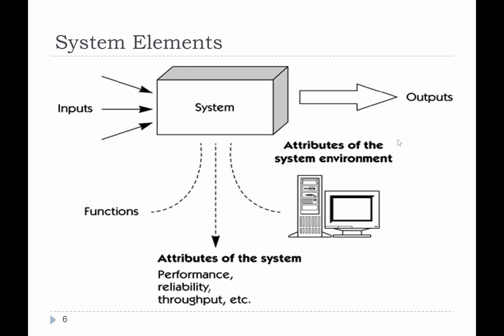So this is a picture. You get the inputs, let me just do this for the guys at home, there's a pointer. So you've got the inputs over here, and these are the outputs. The functions are what's being crunched in the middle, but there are a couple of attributes we need to watch out for. The first of which is my system attributes. What software am I using? What hardware am I using? And obviously the attributes I want my system to perform under, whether it's performance, reliability, throughput, and so on.